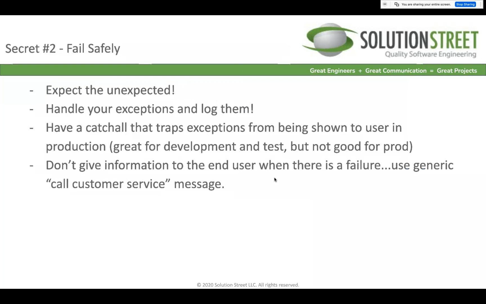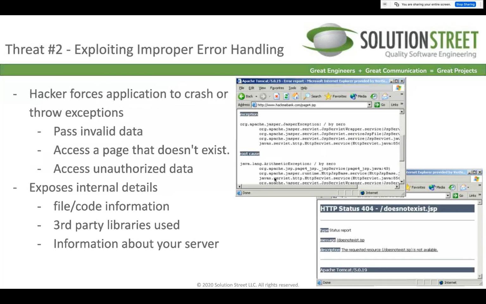Okay. Let's talk about threat 2. Threat 2 is exploiting improper error handling. So I'm sure most of you have been using a web application, probably on a Sunday morning or a Saturday night, and you've gotten this kind of exception where you see all this code in your web page. This is a result of developers not handling their exceptions, and some exceptions getting created and getting propagated all the way back to the web page.